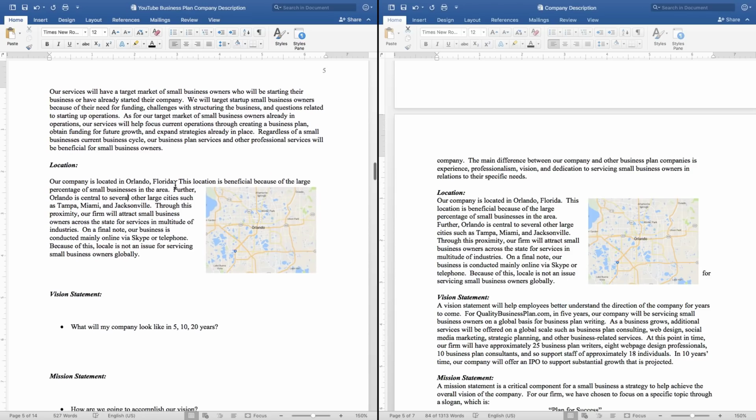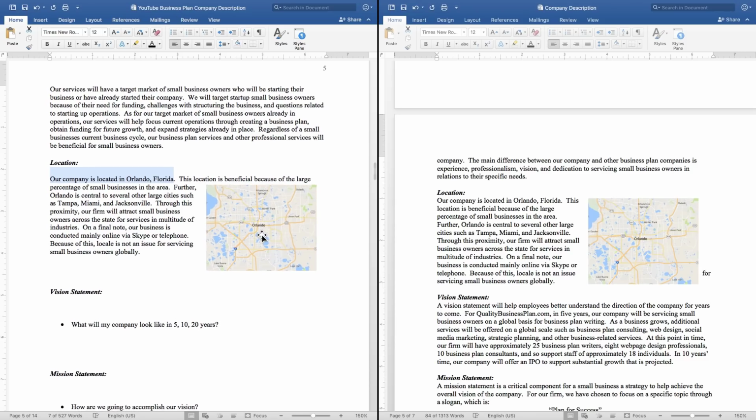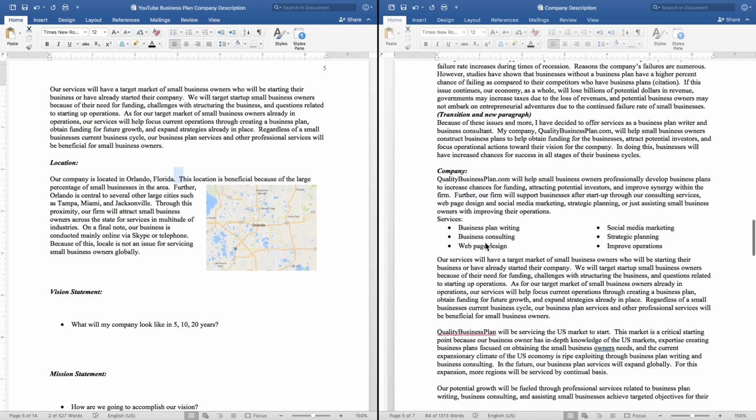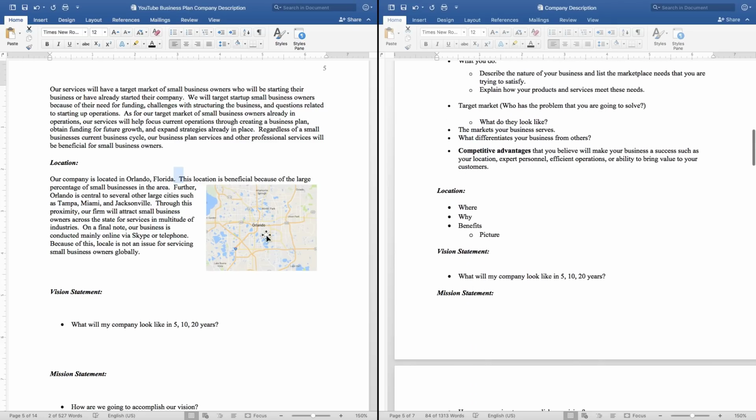All right, so for the location, I dive into where a company is located, which is Orlando, Florida. Then I'll have a nice little picture right here, whether it's a storefront, then it would be a picture of a storefront. But in my case, since it's online, just a picture of the area. So it adds a little bit of graphic detail here. And then I discuss here why the location is here. So this location is beneficial because a large percent of small business owners. And then I go further as to why this is beneficial because of the large cities around it.